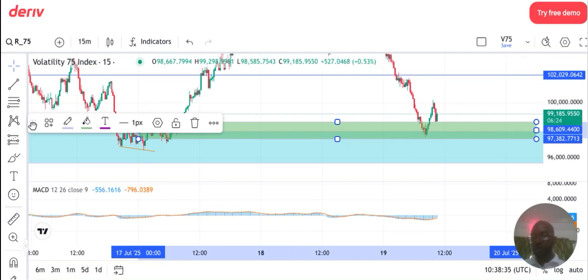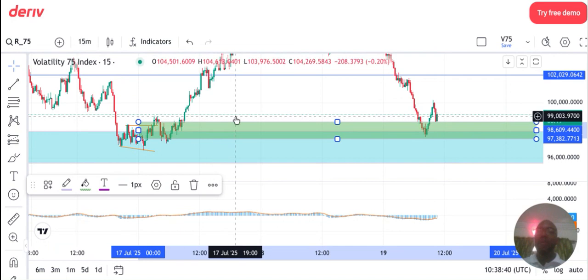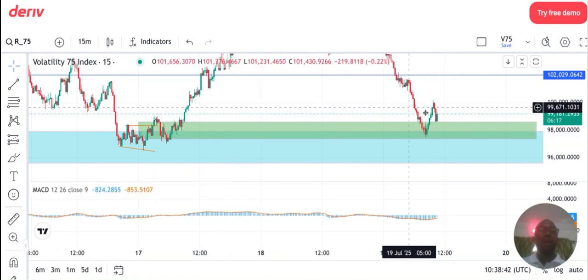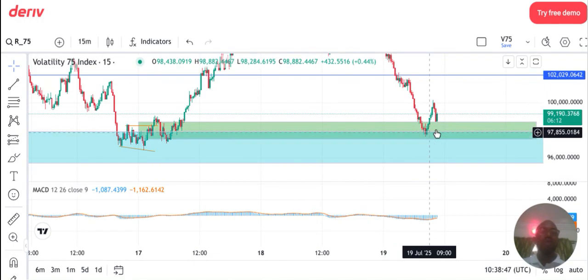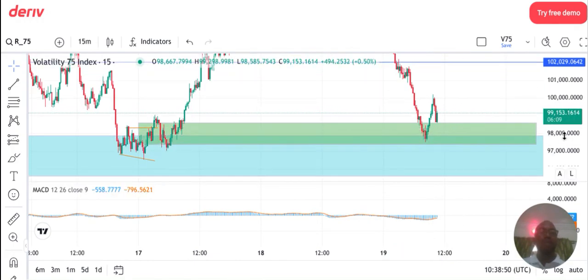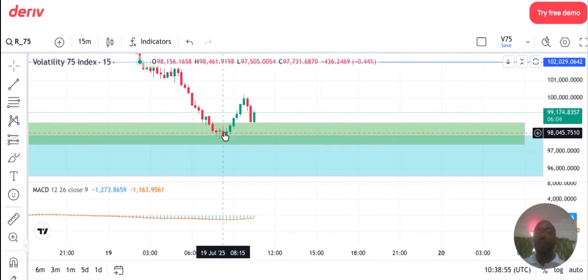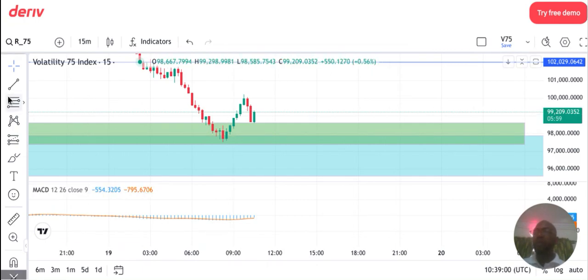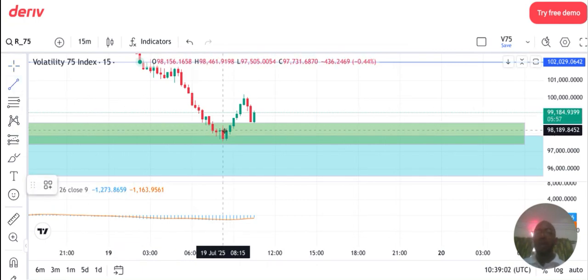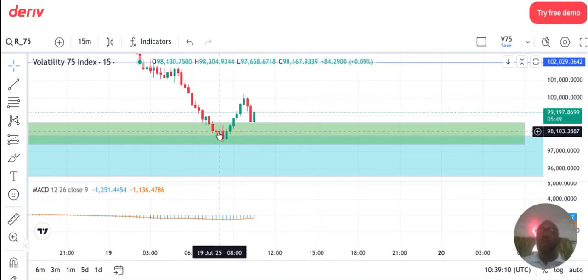Let me remove this so that you can see it very clearly. So this is the OB I marked. When the market came down to the OB, I waited to see this reaction, an up candle going up. Immediately I saw this reaction here, this candle closed here. I put my entry here at this level. This is where I put my entry. I entered there. So the market now pushed up.